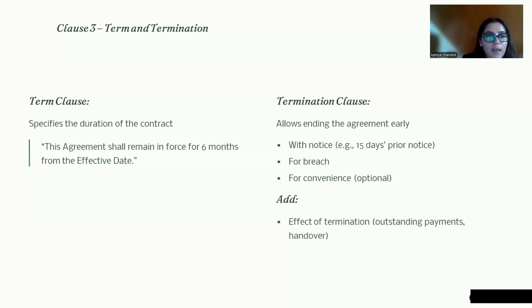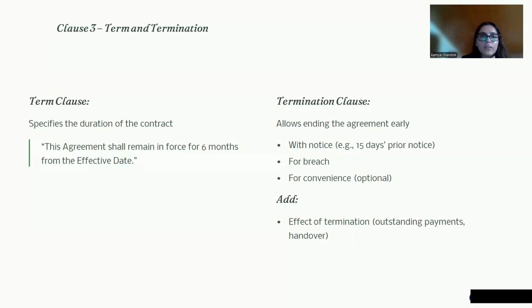You can take, for example, the term clause, which can be drafted as: this agreement shall remain in force for 6 months from the effective date. And talking about the termination clause, you can mention: either party may terminate the agreement with 15 days' prior written notice. So, what all should be specified in your termination clause?